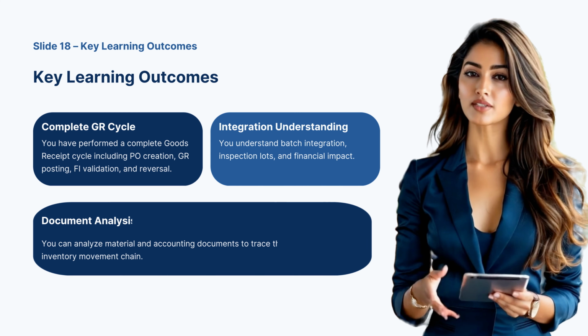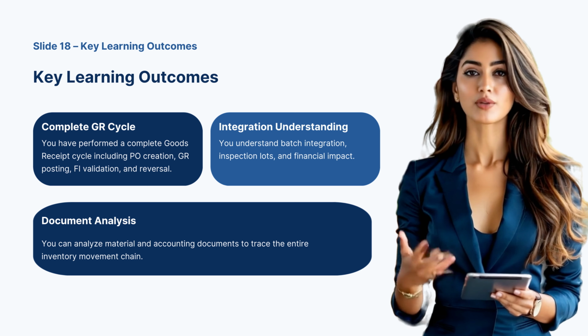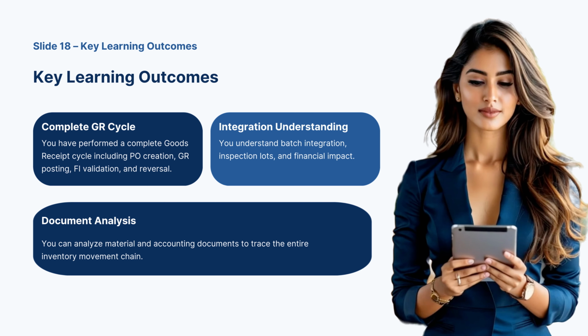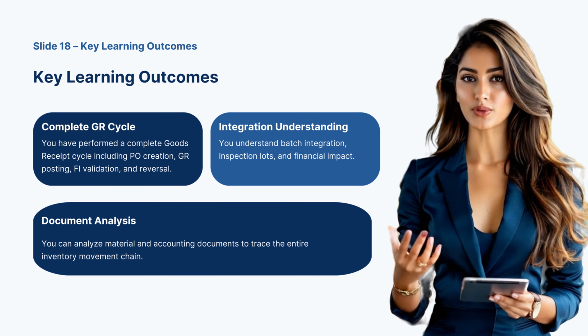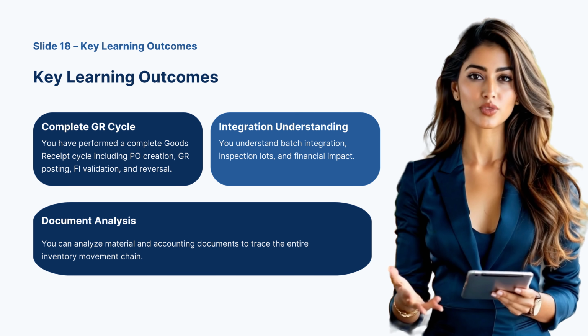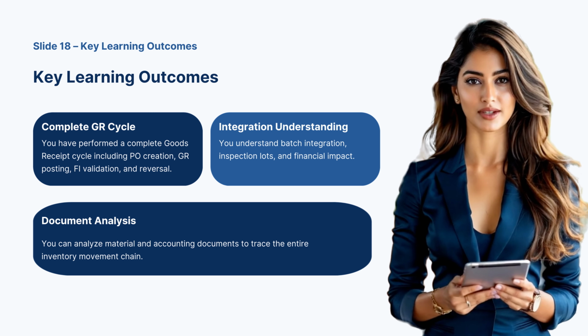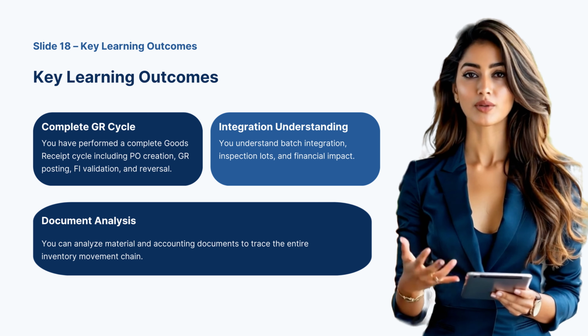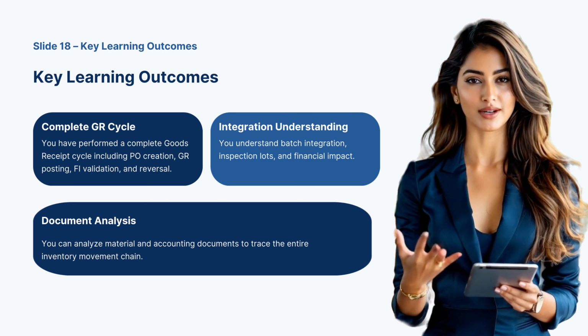Key learning outcomes. You've now performed a complete goods receipt cycle, created a purchase order, posted the GR, verified accounting, performed a reversal, and analyzed reports. You also gained exposure to quality inspection, batch management, and traceability. This lab strengthens your command of SAP's end-to-end material movement and valuation processes.